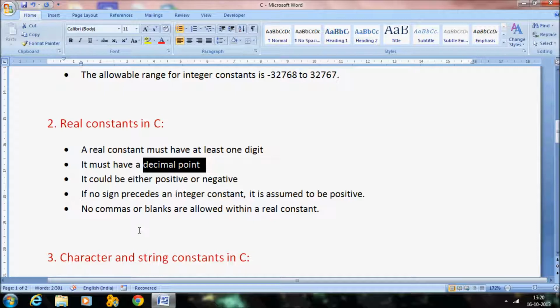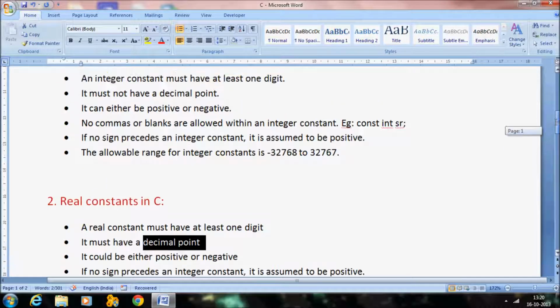Suppose there is no sign preceding an integer constant, it is assumed to be positive, which means by default it is considered positive, same as the integer constant we explained before. And the last rule is that no commas or blanks are allowed within a real constant. I have given an example like this, and the same thing follows.